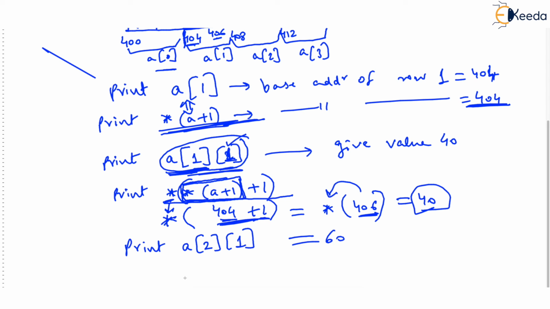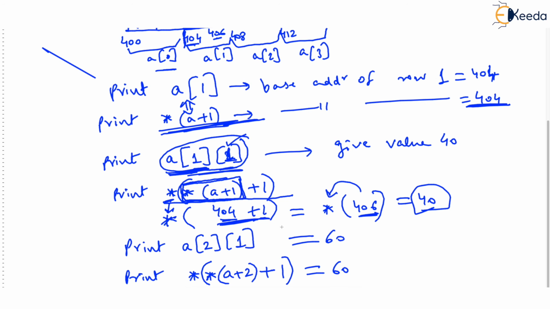This is 60. Now have a look at this notation again. I first want the address of row 2 because I want to go to the beginning of row 2. So I can write *(A+2). This will give the address of the second row. But then I add 1 to that address because I want to jump by one value. And once I do this, I get the address of the value that I want. And then finally I put asterisk. This will also give me 60.